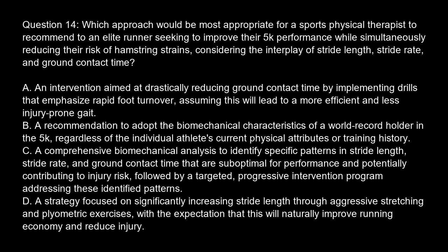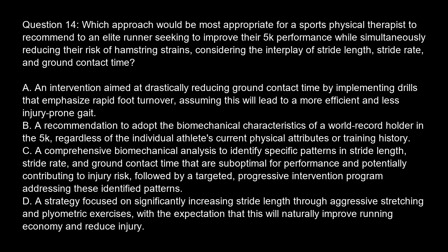Question 14. Which approach would be most appropriate for a sports physical therapist to recommend to an elite runner seeking to improve their 5K performance while simultaneously reducing their risk of hamstring strains, considering the interplay of stride length, stride rate, and ground contact time? Option A. An intervention aimed at drastically reducing ground contact time by implementing drills that emphasize rapid foot turnover, assuming this will lead to a more efficient and less injury-prone gait.